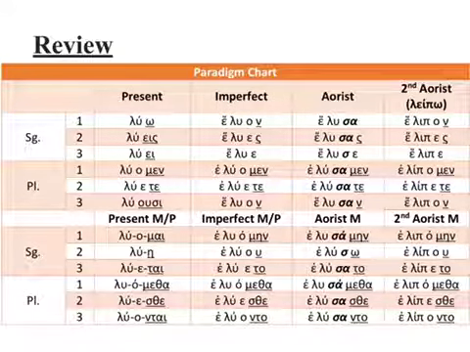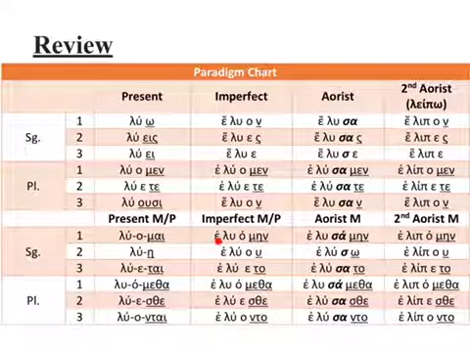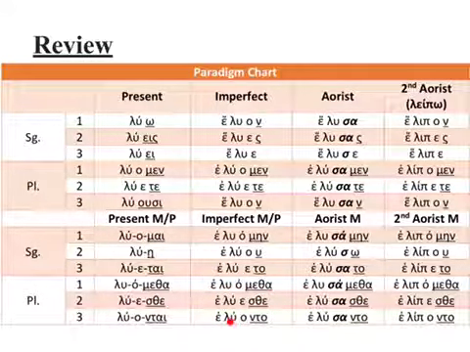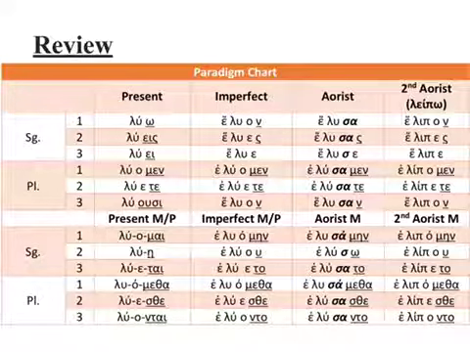The imperfect, eluon, elues, elue, eluomen, eluete, eluon. Eluomen, eluete, eluonto, eluometha, elueste, and eluonto. Anyway, it's kind of like the present, and it can be progressive or summary, but it's in the past tense. So you use the helping word was or were. So instead of I am doing something, I was doing something. I was doing something continually in the past, if that makes sense. Or it could just be a summary, just I was doing this.